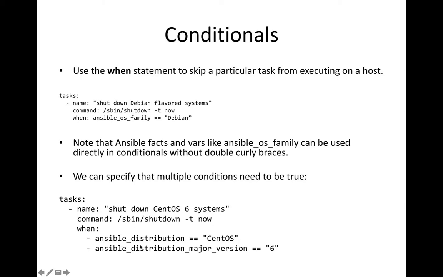There might be cases when we want a particular task to run when multiple conditions are true. In that case, we can specify the when statement and then provide it with a list of conditional statements to evaluate. So you can see that this one is using ansible_distribution equals CentOS and ansible_distribution_major_version equals 6. So this task will be executed when it's running on a CentOS version 6 Linux system.